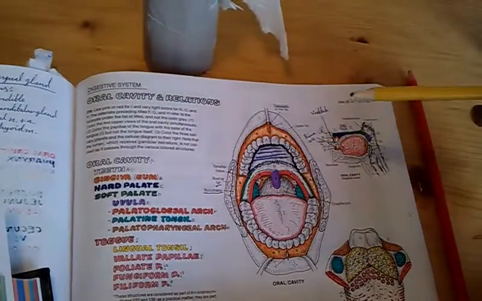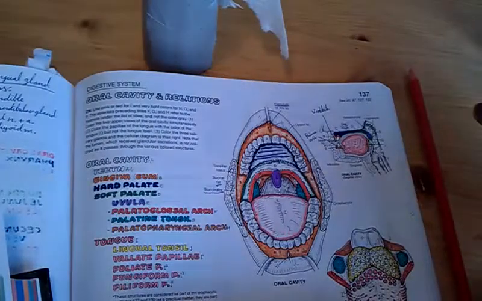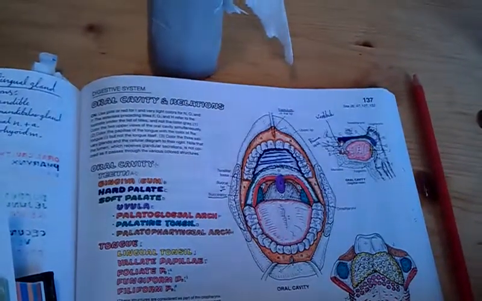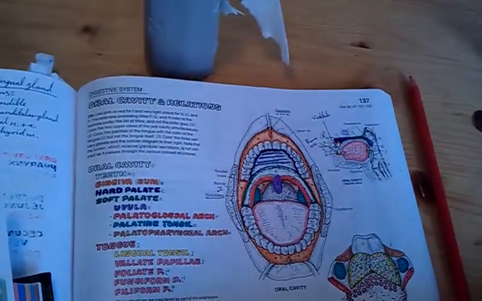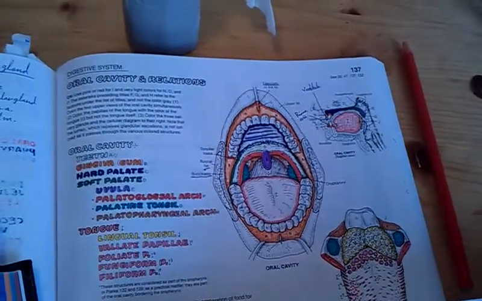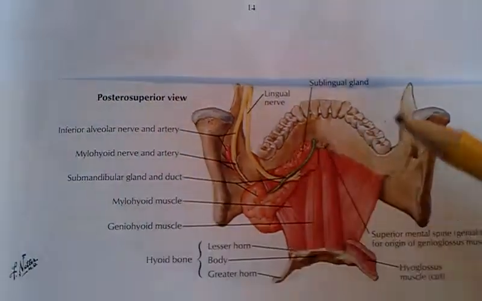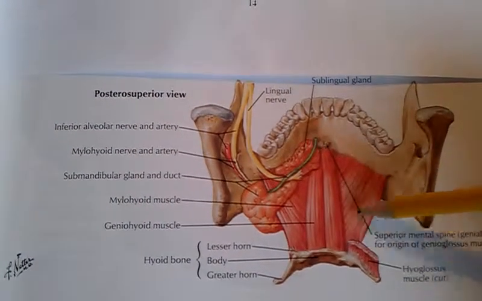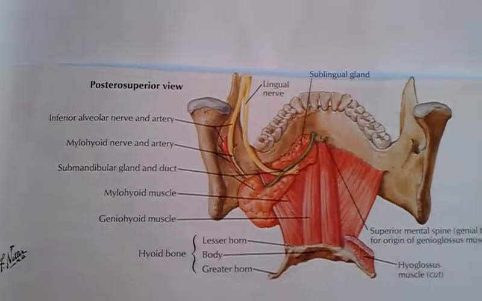The vestibule has a fornix above and below. That is like the top and the bottom space. And then it has the lips and the cheek externally and gums and teeth internally. And a picture to show you the floor of the mouth. Here you have the geniohyoid muscles and the mylohyoid muscle. This makes up the floor of the mouth.